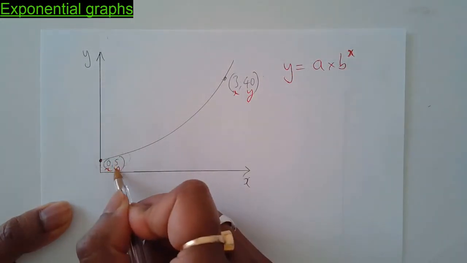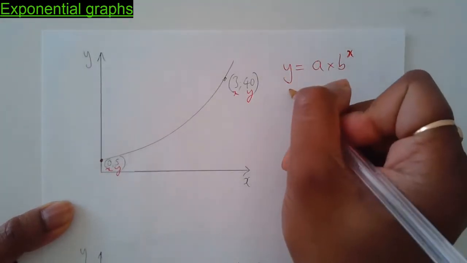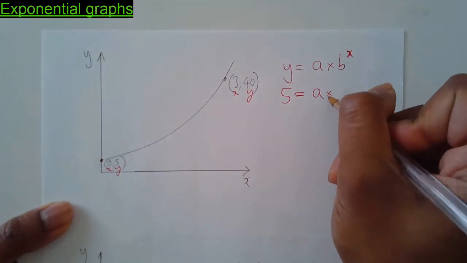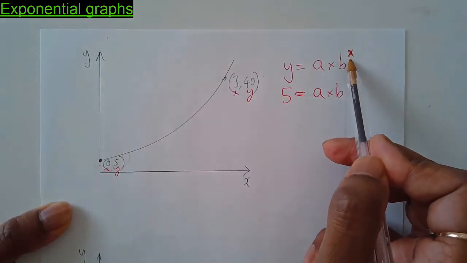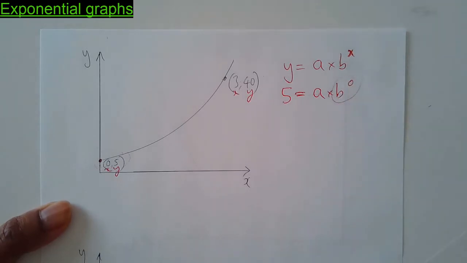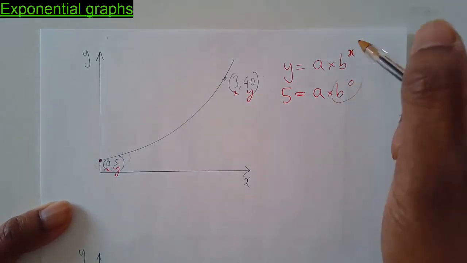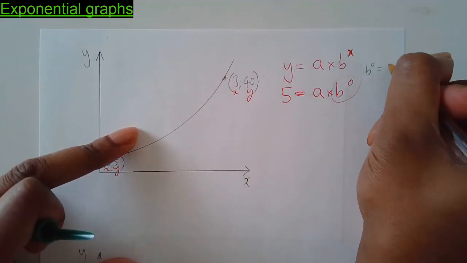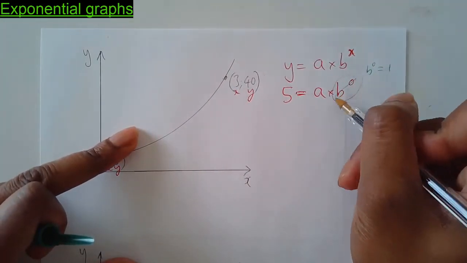So y is equal to 5, so that's 5. A, I don't know what it is, but I'm going to find out soon. So when x is 0, y is 5. But you know from basic algebra, anything to the power of 0 is 1. We know b to the power of 0 is 1. So that whole thing there is equal to 1.